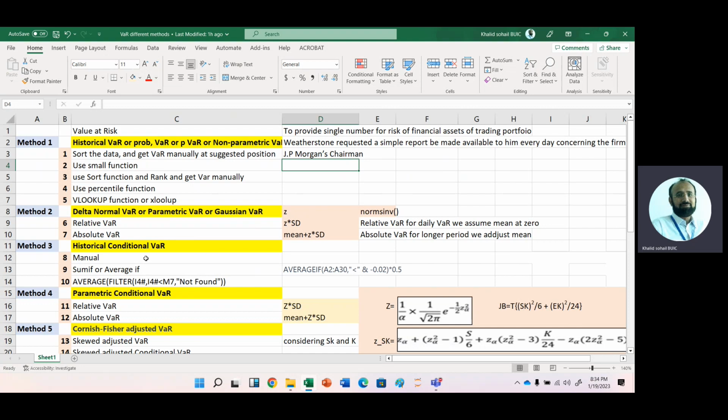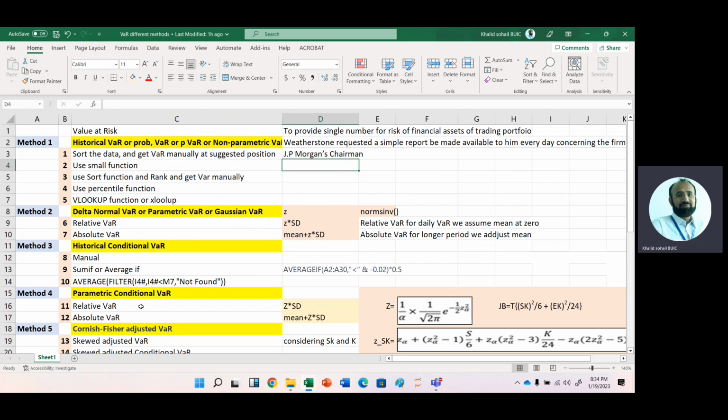Now we have another method that is called parametric conditional value at risk. In the second method we calculated the parametric approach, and we also have conditional value at risk for this method as well. Again, it is the same procedure that we adopted earlier.